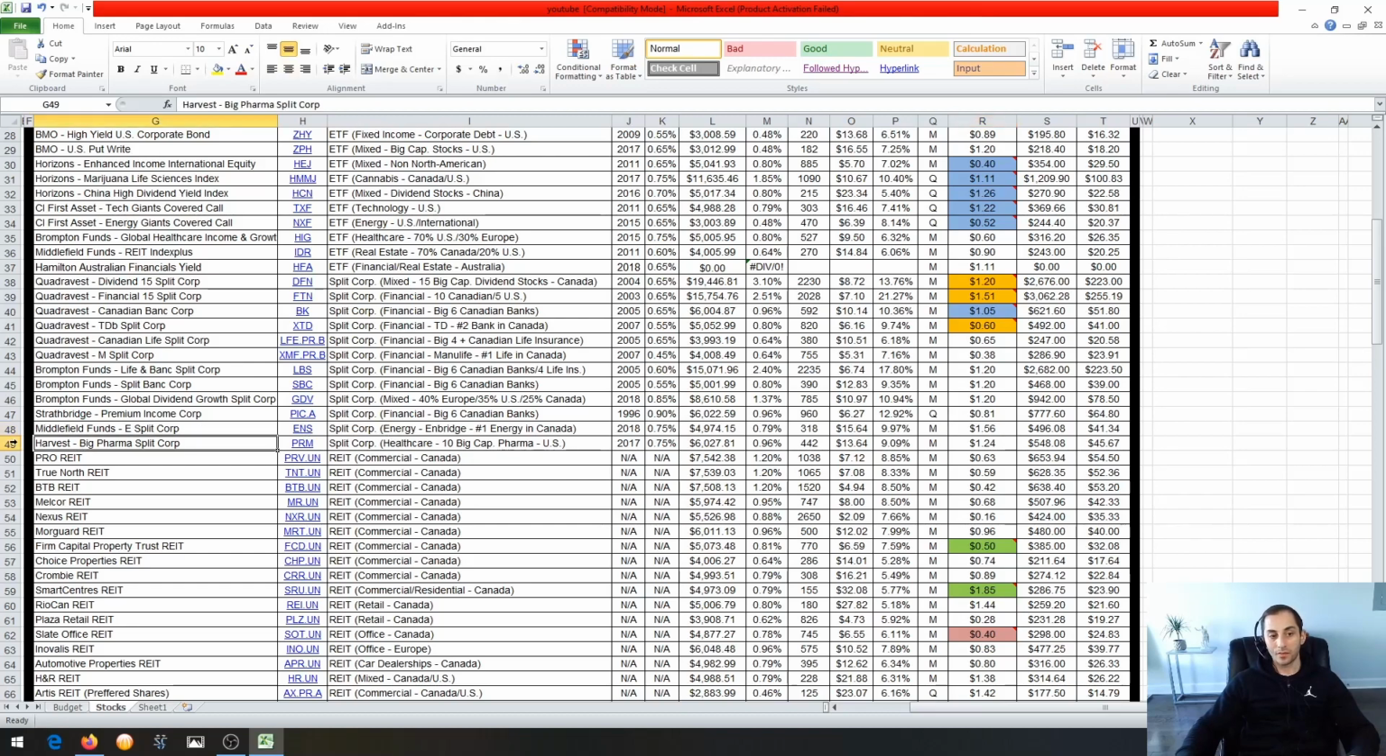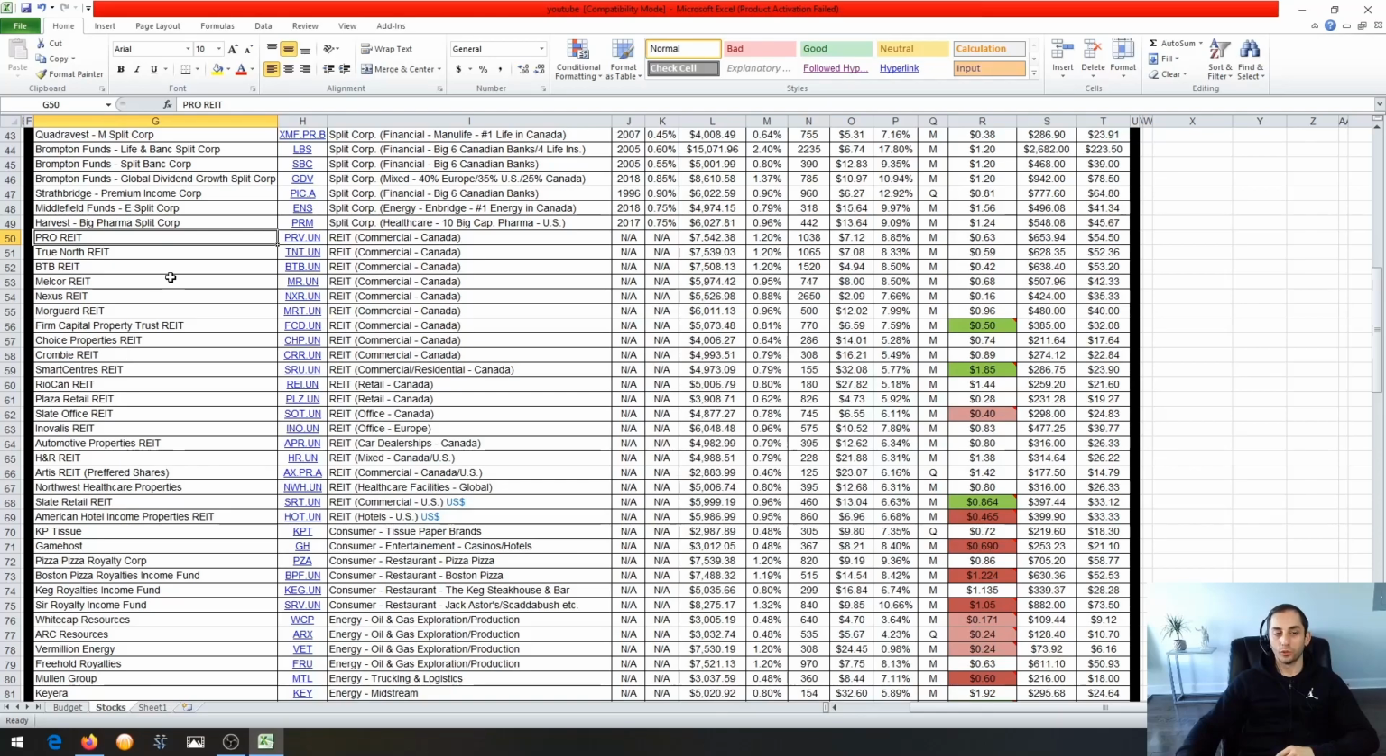And the last one I have is from Harvest. It's specifically for the healthcare sector. So you have the 10 biggest pharmaceutical companies in the US. So a really good way to get big yield with a pretty safe and high paying sector of the market, the US healthcare sector. So here, as you can see, 9%, so pretty good.